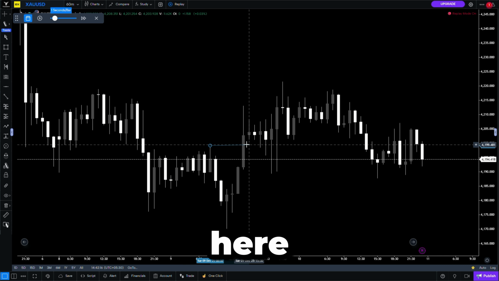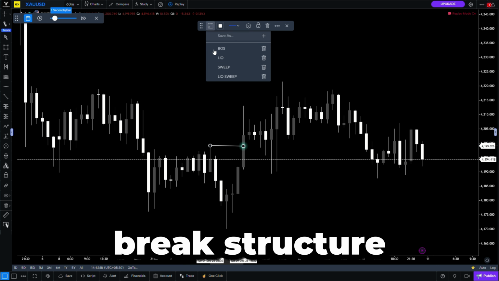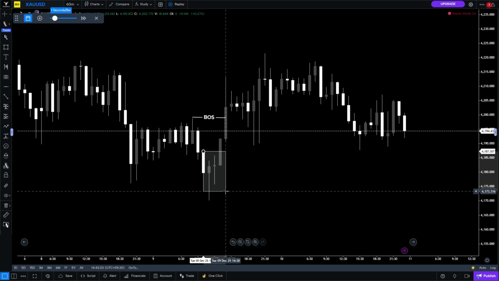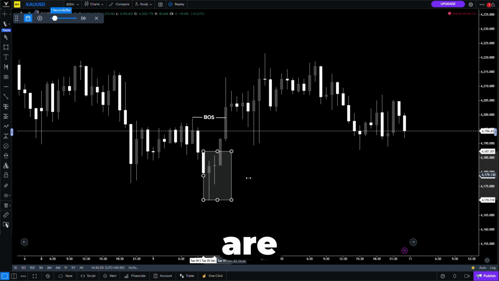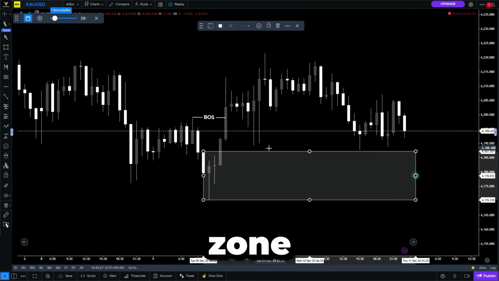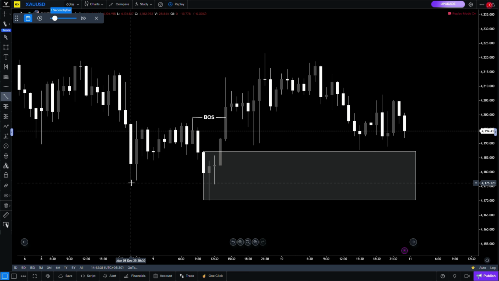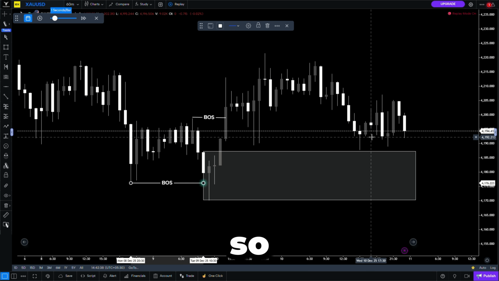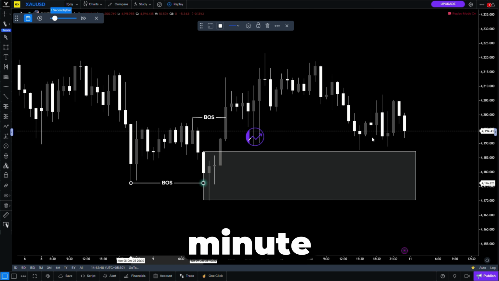We can see here is a breakout structure, and these are demand zones where we can buy. Also here, that breakout structure. Let's move to the 15-minute time frame.